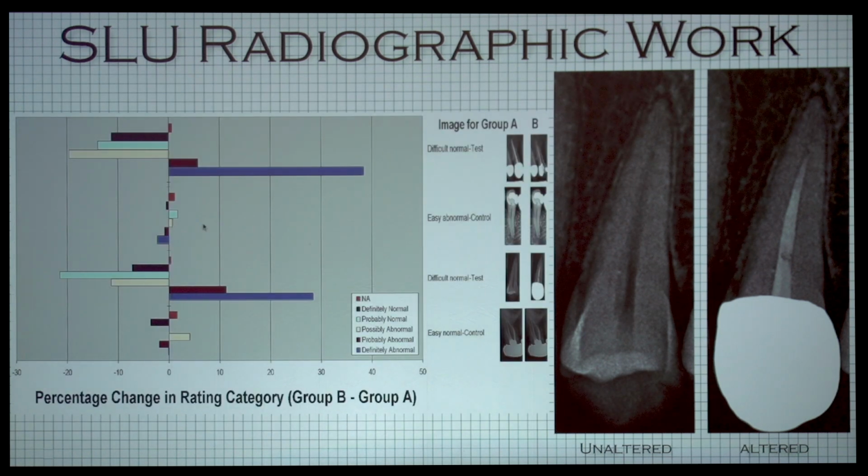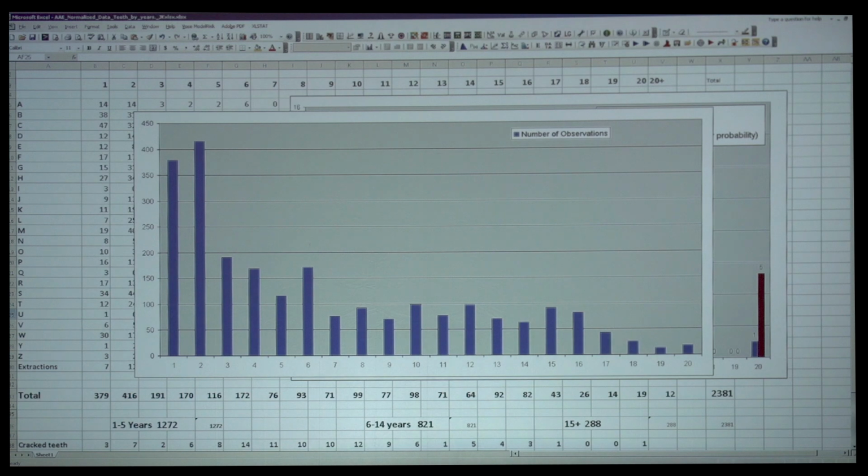So we saw these big swings. We went from all of these being definitely normal, possibly abnormal, to almost all definitely abnormal findings. We saw big changes in the swings in people's calls.